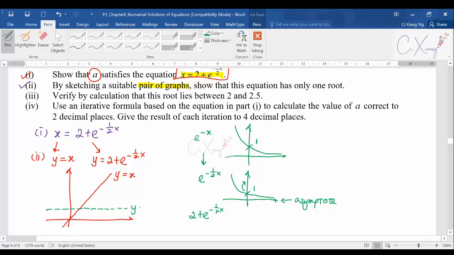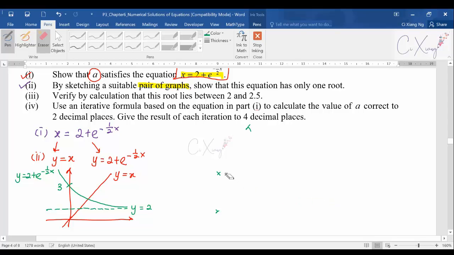Okay, so this is the line y equals to 2. And then your graph will look something like this. Getting very close to the asymptote, but it will not touch the asymptote. And then this is the value 3. So for the green color graph, it is y equals to 2 plus e negative half x.